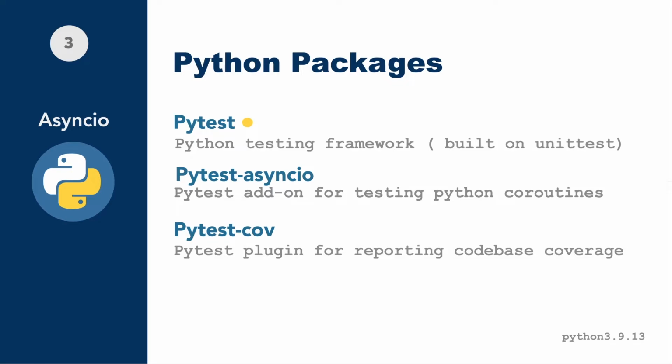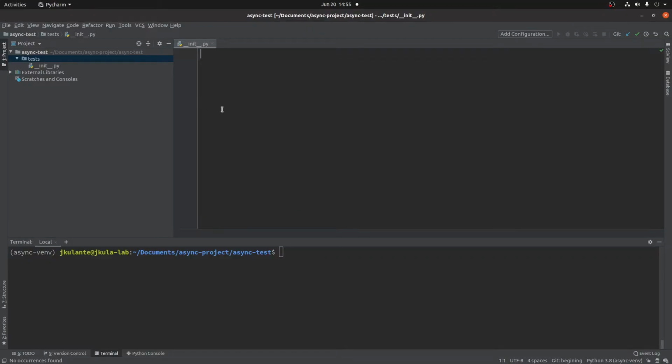We will not go deep on those packages, asyncio, pytest-asyncio, and pytest-cov, but kind of demonstrate how we can use them and how we can test our Python program with them. Okay, let's go on to the demonstration and start writing some code. Start with a clean project. As you can see, I have a project here in PyCharm. I have a package called test, a clean project.